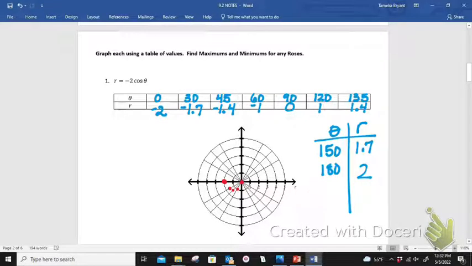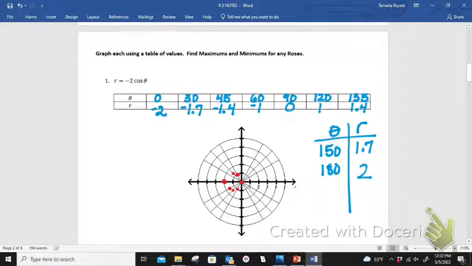If you're in the back and you need to come up closer to see it, that's okay. At 120, we're at +1. So 120 is right here, and that would be right there. And then at 135, we're at 1.4. And you can kind of see the circle. We already knew because it was negative that it would face to the left, and it would kind of hug the x-axis, and we can see how that is forming now.